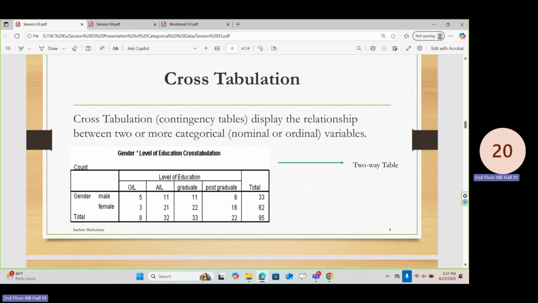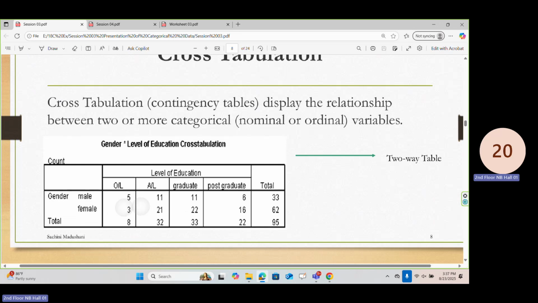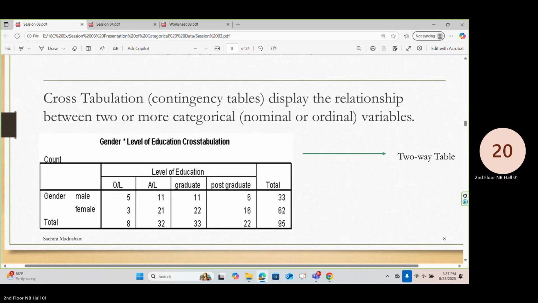Then how do we interpret this table? That's the important thing. How do we interpret these values? We select one value, 22. Okay? Then how do we interpret this 22? When we insert this table into our research or any study, we need to interpret it. So how do we interpret this value, 22?